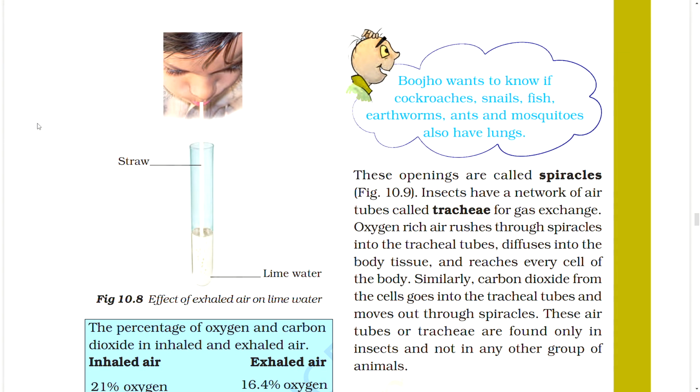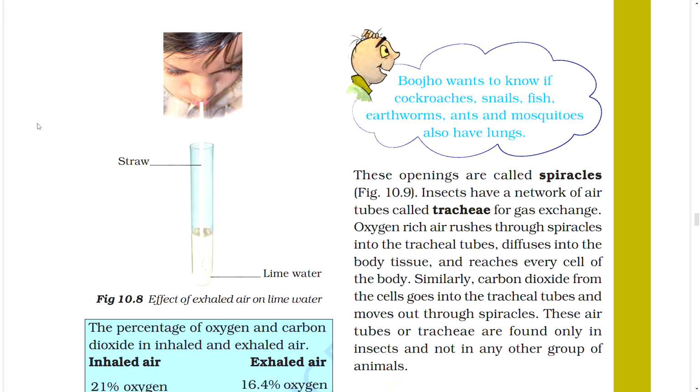Bojo wants to know if cockroaches, snails, fish, earthworms, ants, and mosquitoes also have lungs. These openings are called spiracles. Figure. Insects have a network of air tubes called trachea for gas exchange.